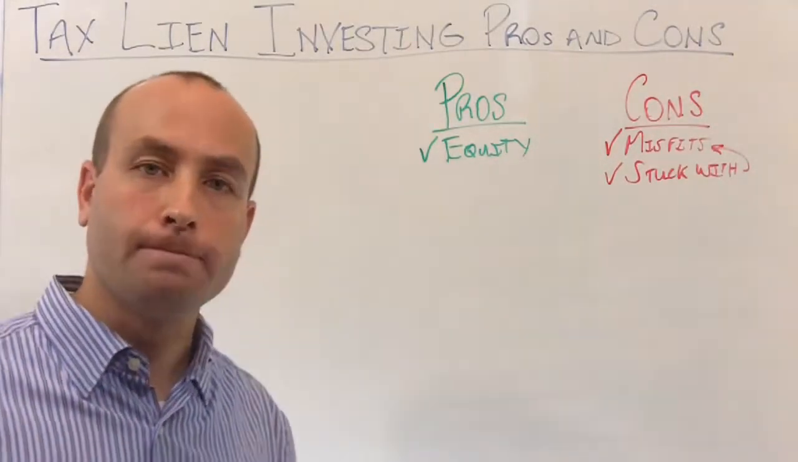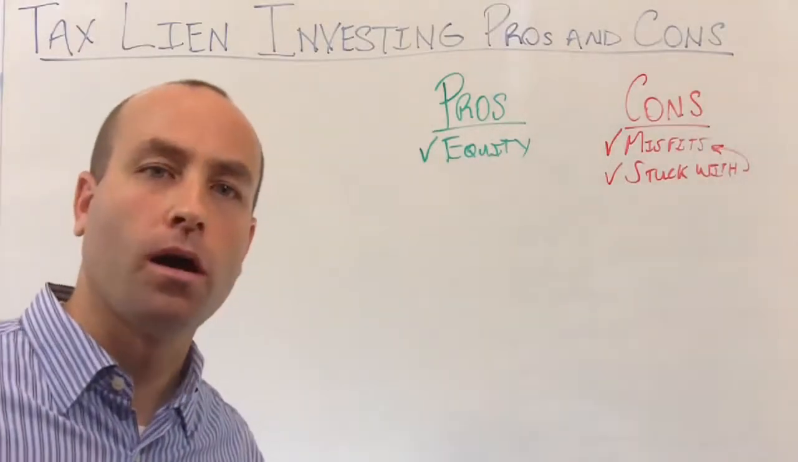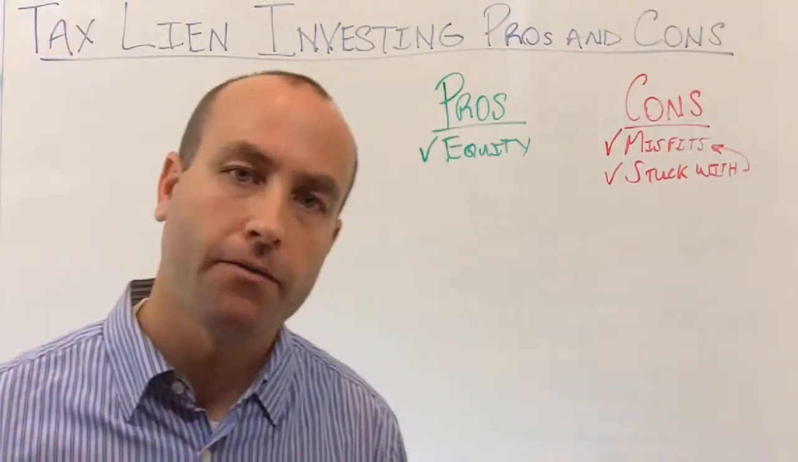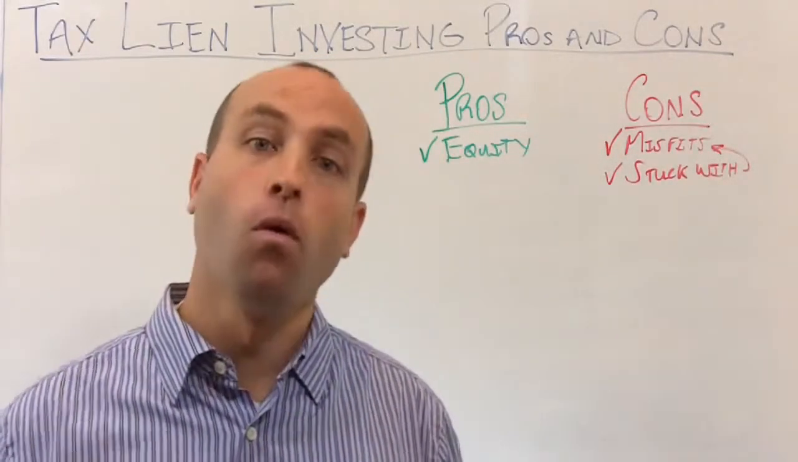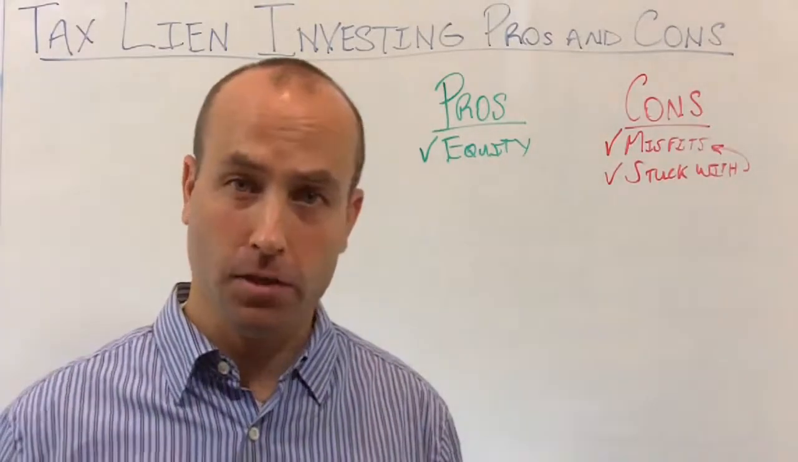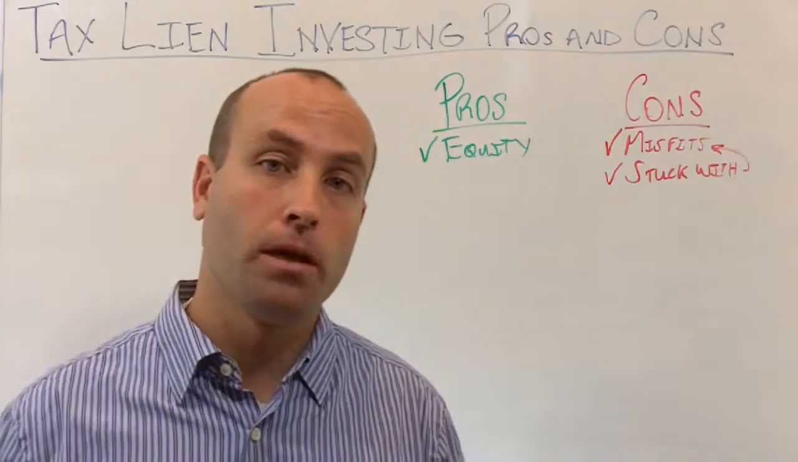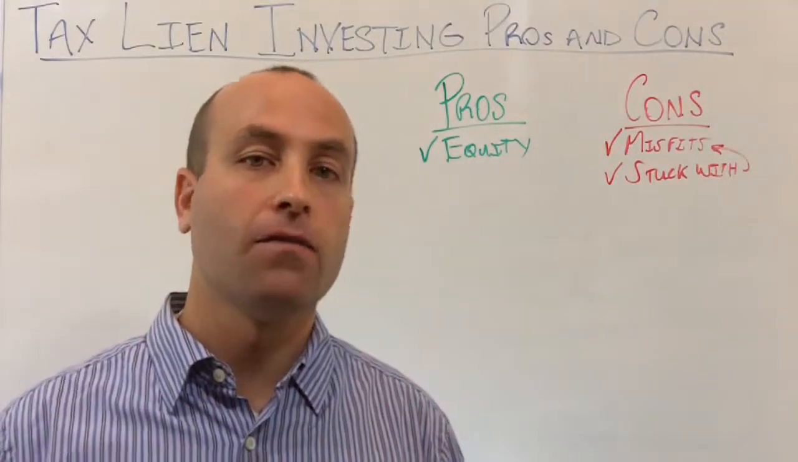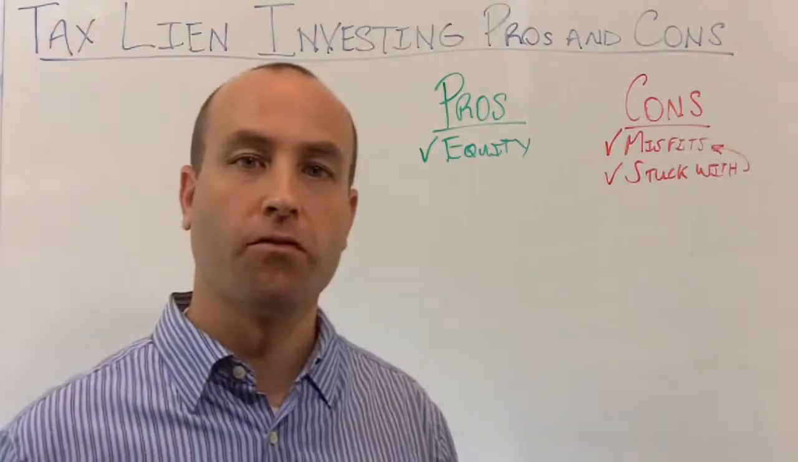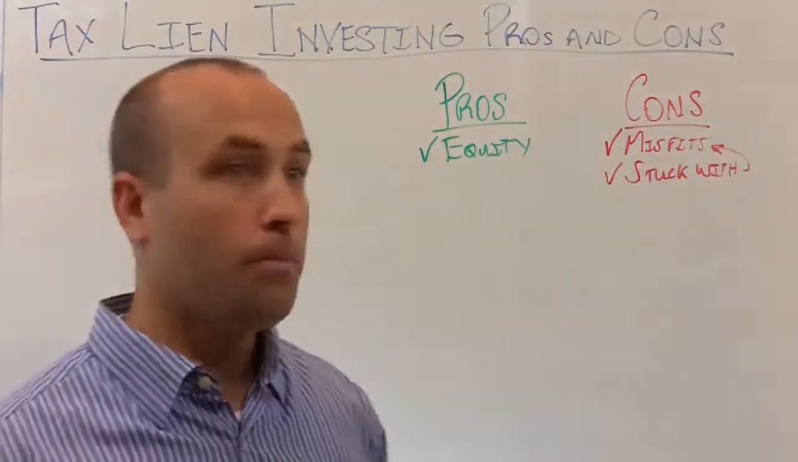So one of the, and I don't know if this is a pro or a con, but part of this is that you're going to have to evaluate before you make the decision to put the money into a tax lien certificate. Because you need to know what it is that you're putting this money against. And if you're putting that money against some weird sliver of property, you may end up with it.